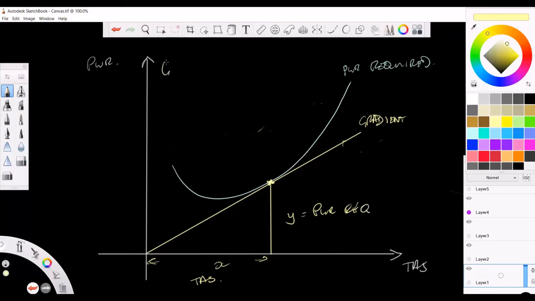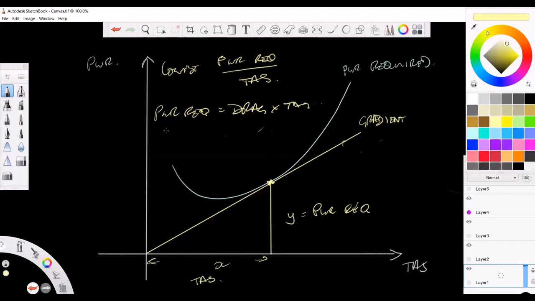So it's the lowest power required divided by TAS. But again, if you want to know why, watch the physics this afternoon. Power required equals drag multiplied by TAS. Yeah? So that equals drag. Weirdly enough, the gradient of this curve equals drag.